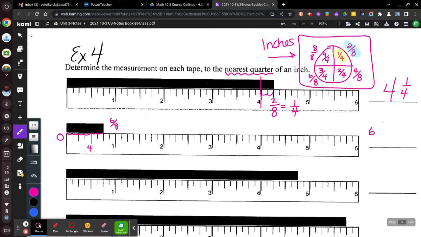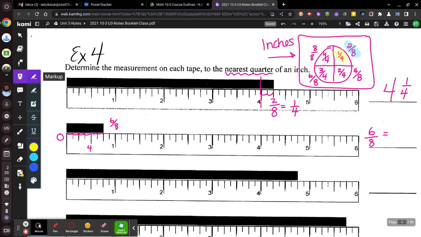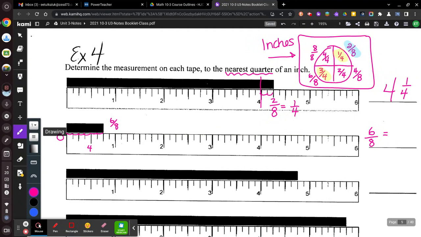So what does 6 out of 8 show me in my circle? What's the number in the circle? 6 out of 8. 3 out of 4. Good job. So we put 3 out of 4. We always reduce fractions. Always. And like I said, the calculator will do it for you. You just have to know what buttons to push.